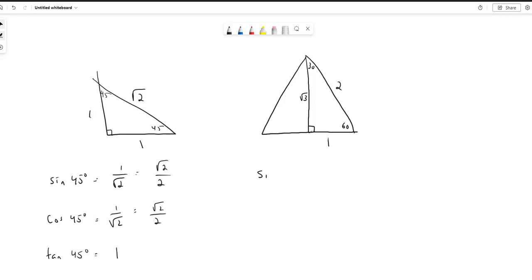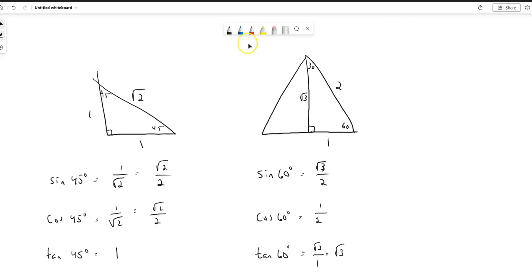So now we've got multiple sets of values. The sine of 60 is opposite over hypotenuse, so square root of 3 over 2. The cosine of 60 is adjacent over hypotenuse. And then the tan of 60 is opposite over adjacent, so square root of 3 over 1 is just square root of 3.